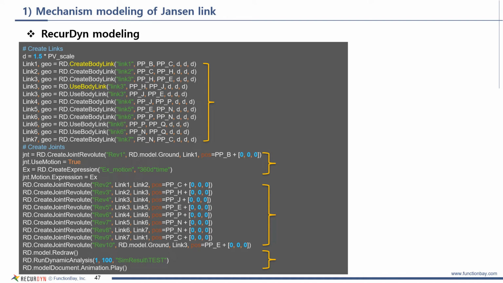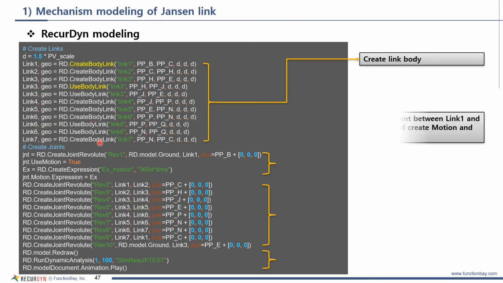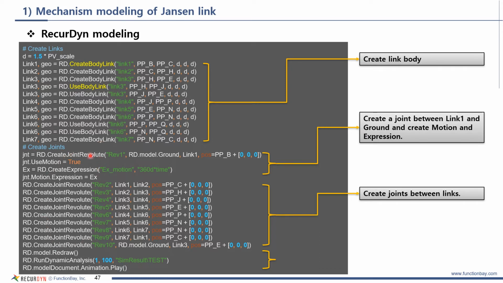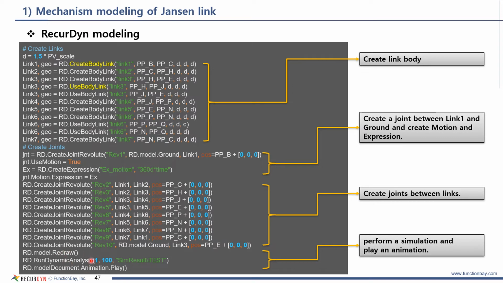Now, let me create a RecurDyn model. Create 7 link bodies using the createBodyLink function. The createBodyLink function deletes the body under the same name when it exists and creates a new one. For your information, unlike createBodyLink, use the bodyLink function to add a geometry to an existing body without creating a new body. After that, sequentially create revolute joints. Finally, after simulation, play an animation.